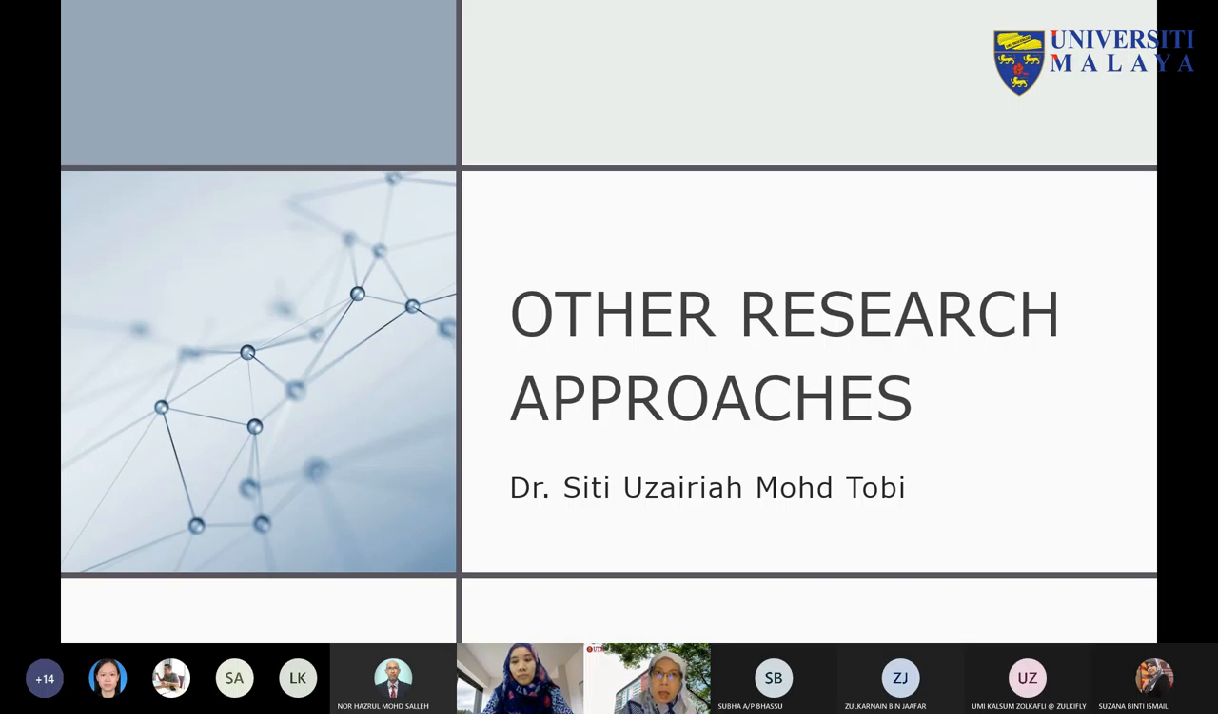Okay, so first we look into the case study approach, definition and conditions. The case study approach I'm referring to here is the one by Robert Yin, the book by Robert Yin. Usually we have Robert Yin and Merriam. As far as I know, there are the case study approaches of Robert Yin and Merriam.